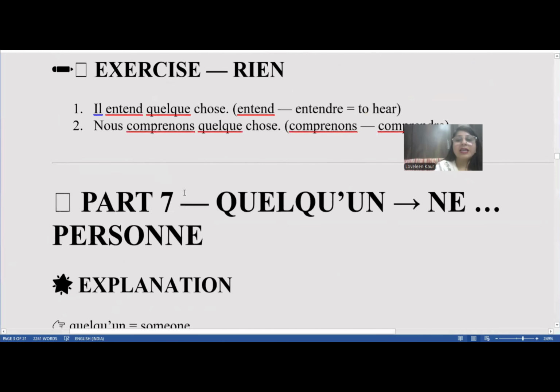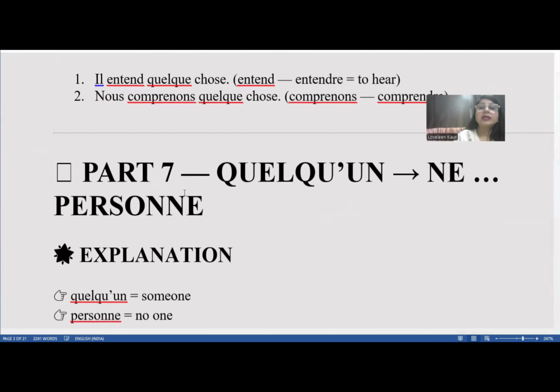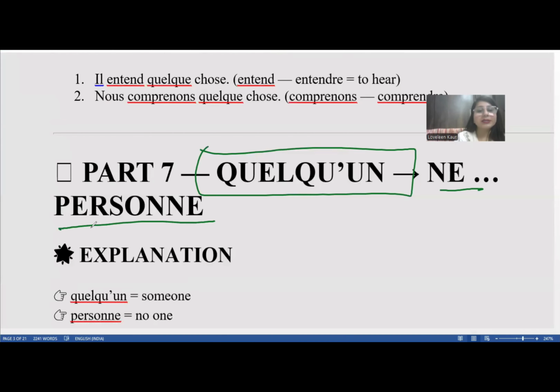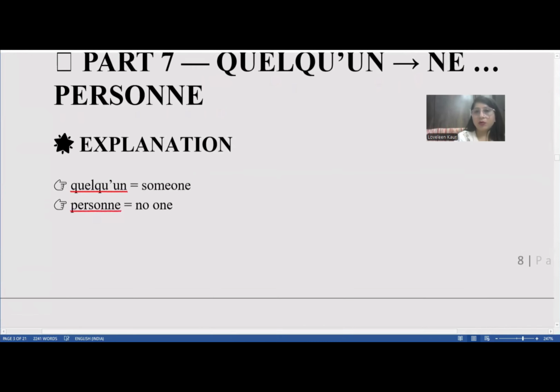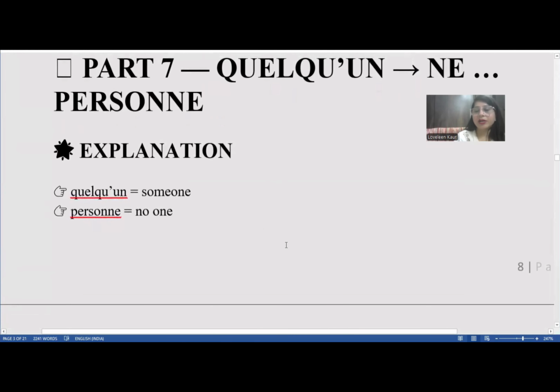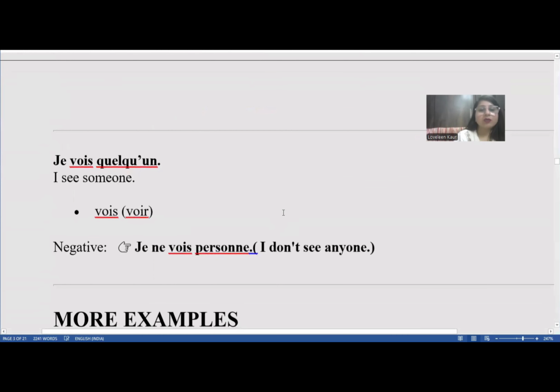Now let's see the next one, quelqu'un. Quelqu'un means someone. Quelqu'un will change to personne, meaning nobody, right? It will change to nobody. How will you make it? For example, if quelqu'un is written in a positive sentence and you have to make it negative, then personne will come.